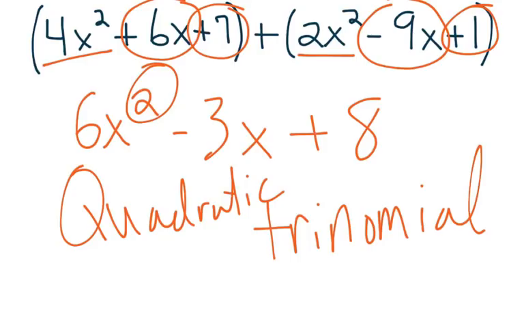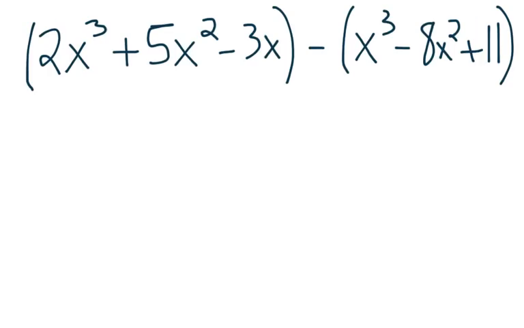I don't feel like you guys need another example with that. That is just combining like terms and then classifying it. So classifying is the new part. All right. Same thing here. We're going to look at our like terms. We're going to combine them, and then we'll classify the polynomial at the end.